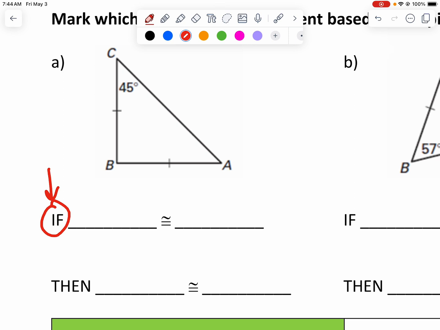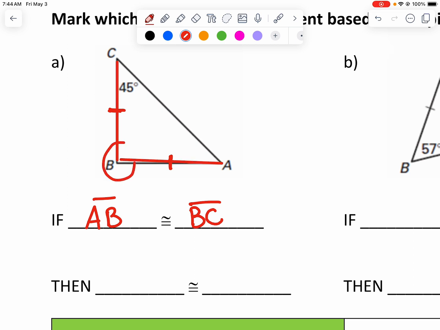So for example, on this one, it's giving me these two congruency marks here. What are those two congruency marks? Well, they're sides. The way that we describe sides is with two letters with that line on top of it. AB is congruent to BC here. Now, where the two legs meet is called my vertex angle. Here, the vertex angle is at B. That's where the two legs are meeting. It is not that angle that is congruent.